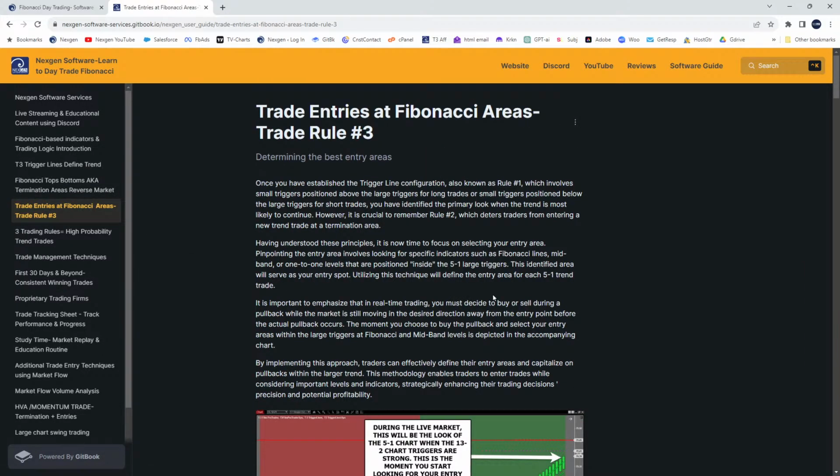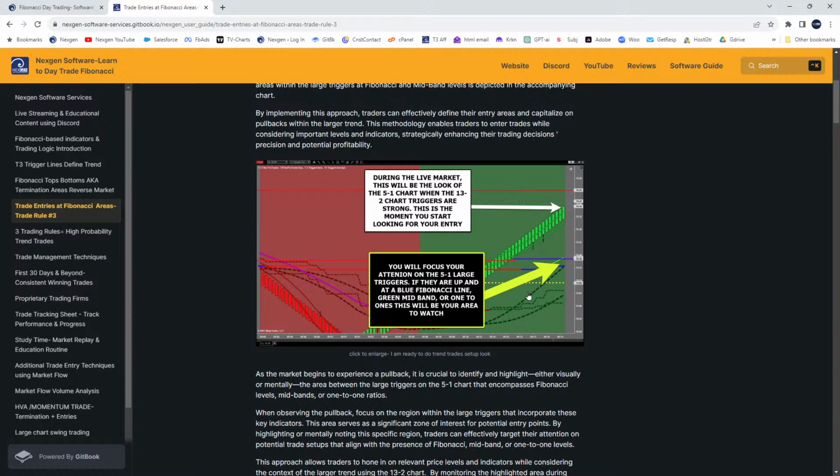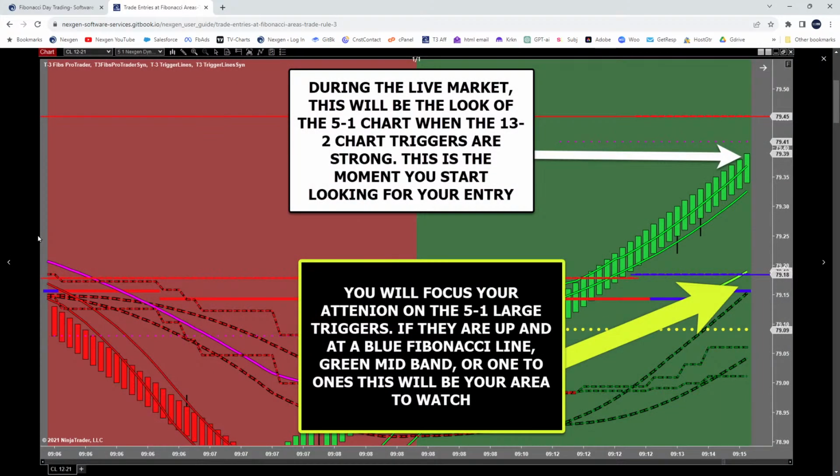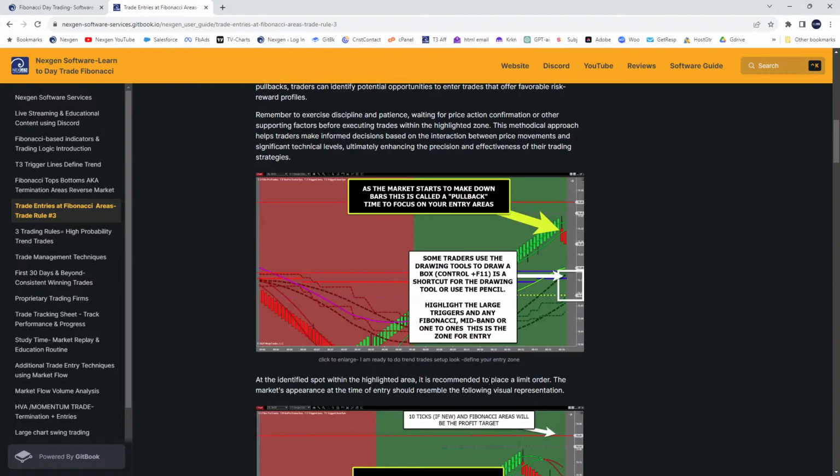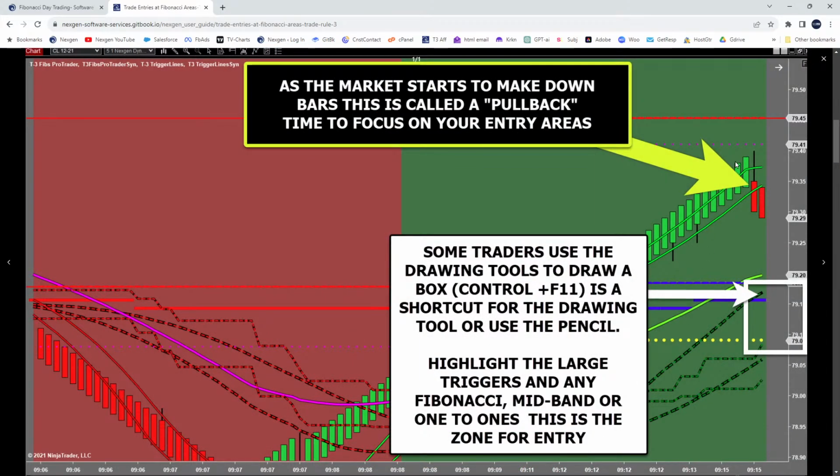Then, when we talk about entries, this is where, again, I love this chart because this chart shows you exactly what you need, and you don't even really need the large chart to see it. You have to have the larger chart, large triggers up, and then you have to buy a pullback at some type of support with the large triggers helping. That's basically all it boils down to. So as the market starts to work its way down, you're going to buy inside of support on the way down.